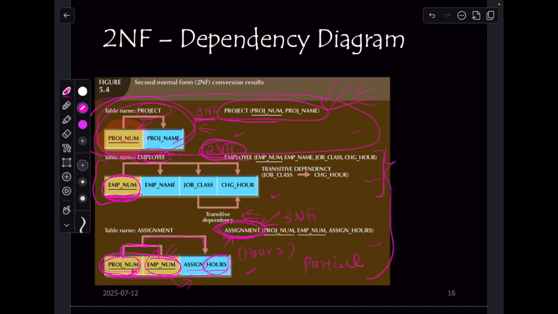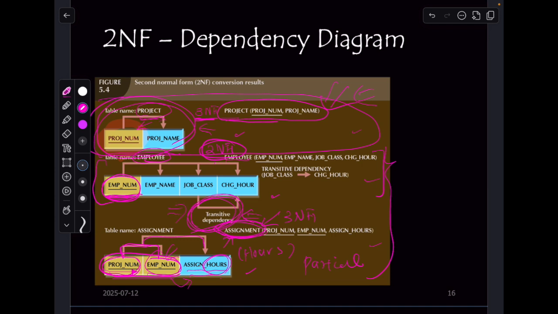So in these three tables, only one table we need to further normalize. Which one? That is the second employee table, because it has a transitive dependency here. So we need to remove this transitive dependency in the following step.